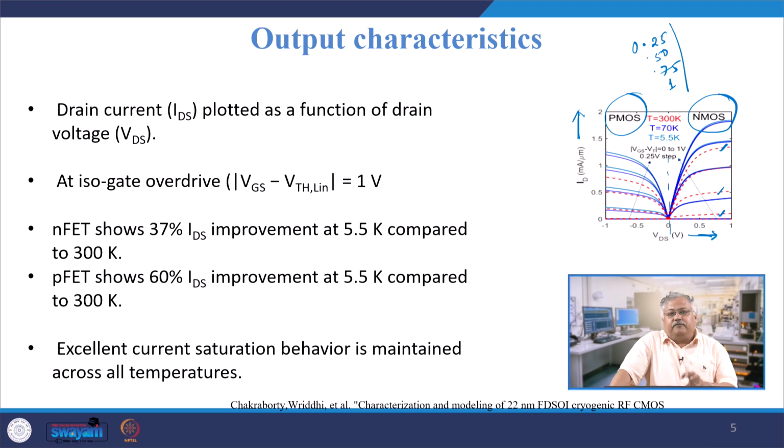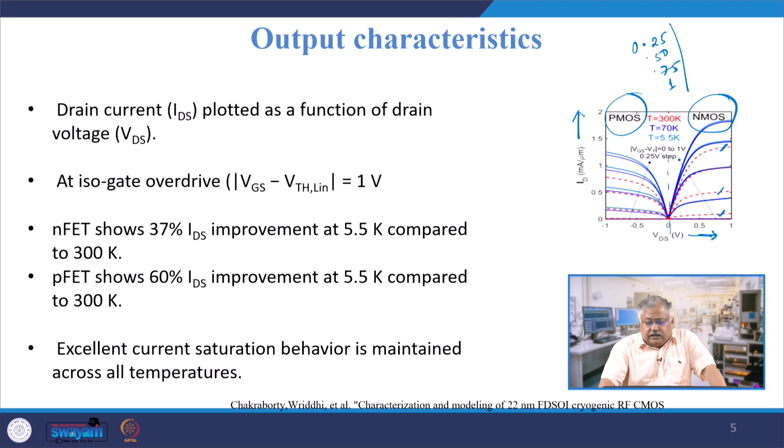And typically NFET shows approximately 37% IDS or drain current improvement at 5.5 Kelvin compared to 300 Kelvin, whereas PFET shows a 60% drain current improvement at 5.5 Kelvin compared to 300 Kelvin, right? And this is a major advantage which you get in case of low temperature, that your saturation currents are relatively larger in this case.